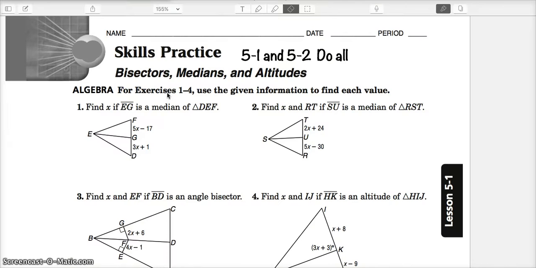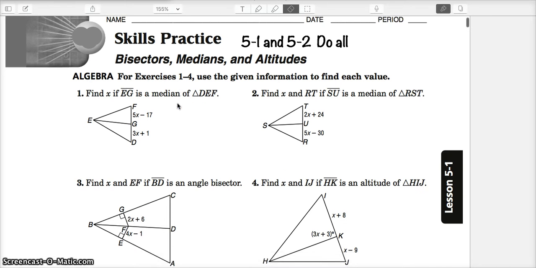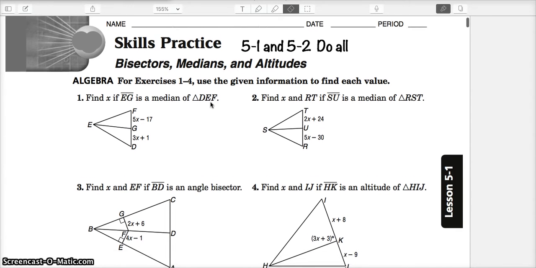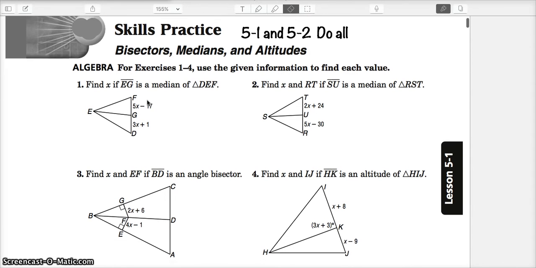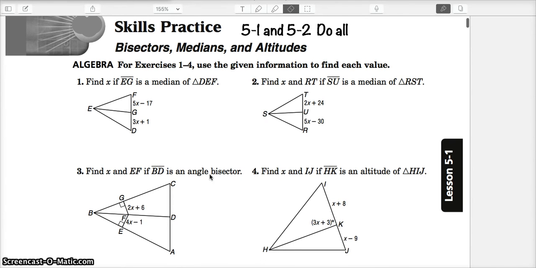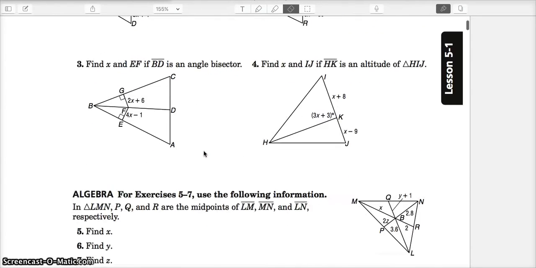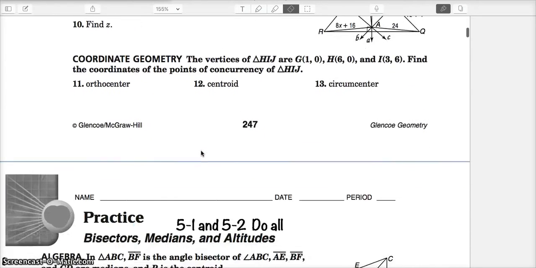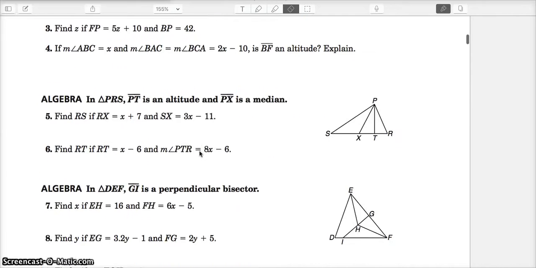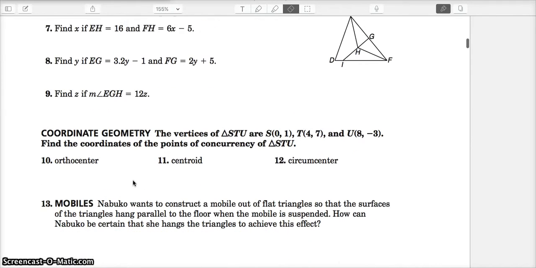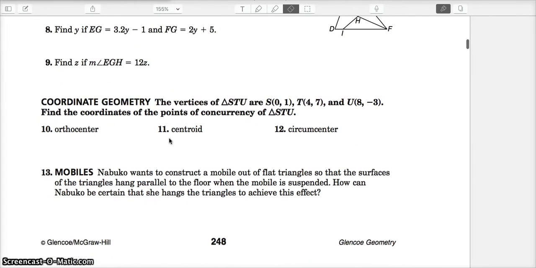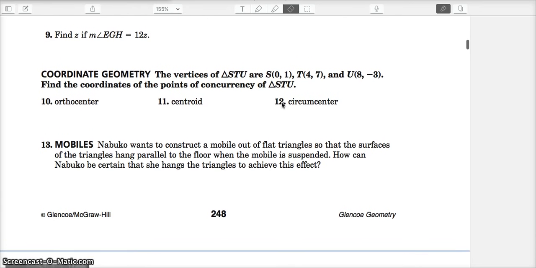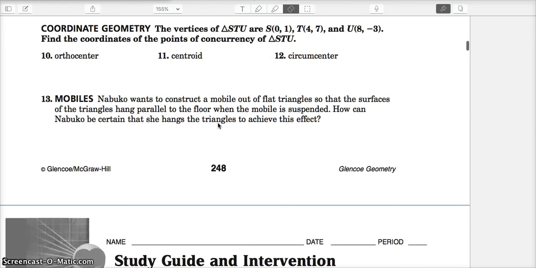Now that you've worked so hard to do all of those problems, or to read through and listen to me do all those problems, you get an opportunity to work on them yourself. Here is what I printed out for your packet. You're finding different values based on the information. You've got medians, angle bisectors, and altitudes. This may not go into all of the details that we just talked about, but at least it gives you a good foundation of what's going on. They also ask us a little bit about the orthocenter, centroid, and circumcenter. This is a little bit more challenging, but I think you guys can handle that.